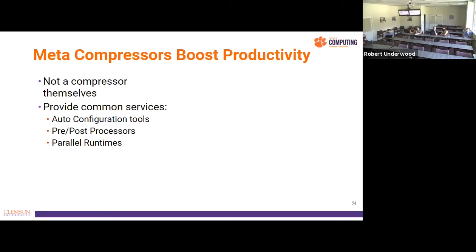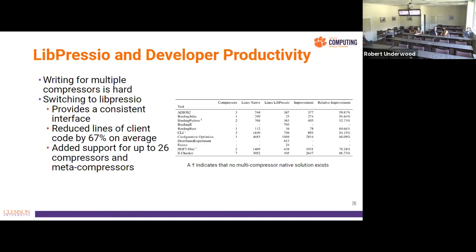These can be things like automatic configuration tools that, when you give it a request to compress the data, find the optimal configuration to compress that data with. Pre or post processing runtimes that you might want to use to increase the compressibility of your data, or even parallel runtimes that will take your task and then spread it out over a cluster in order to efficiently work through a large volume of data. We'll talk specifically about auto configuration tools and parallel runtimes later in the presentation.